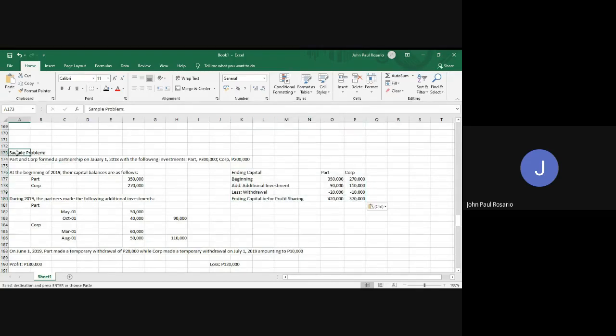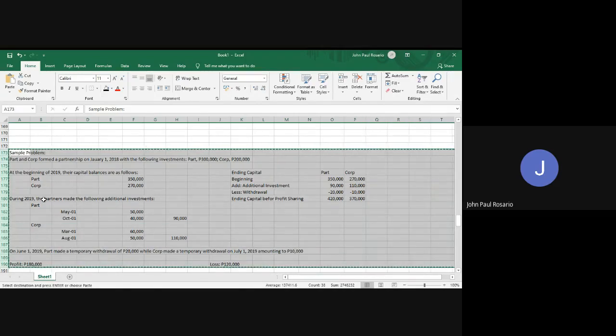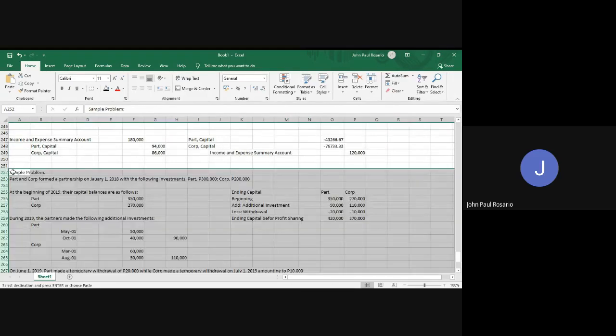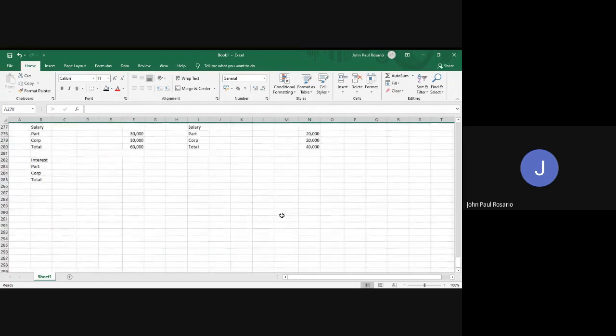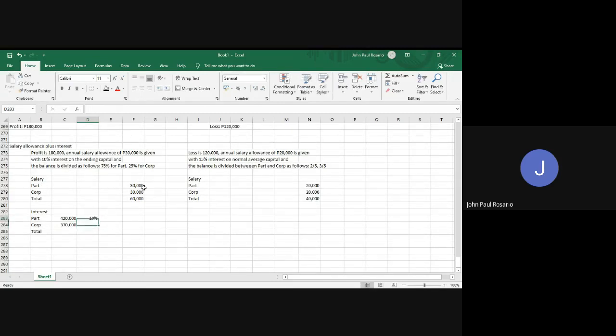Sige. Now, so that we don't get confused, let's copy it. The problem here is the income, with salary allowance plus interest. Okay. So what is our ending capital? 420,000 and 370,000. Our interest rate is 10%. So this is our interest. Our interest is this one times this one, same with the other, and then total interest is this one, 79,000.